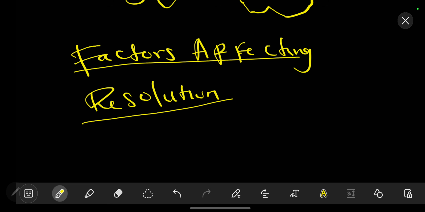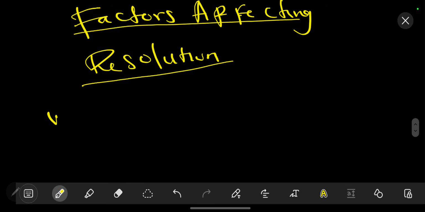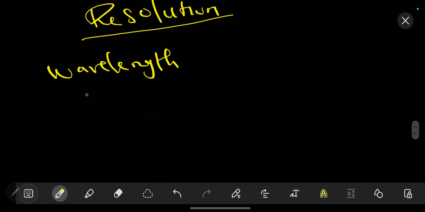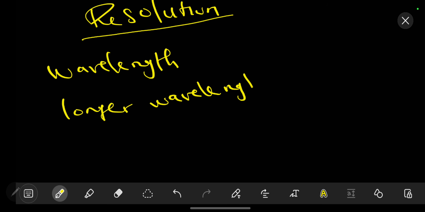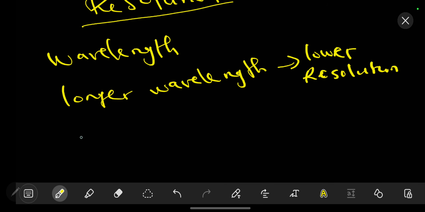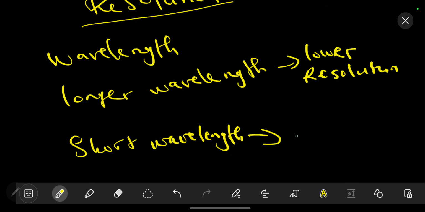So when we look at our factors affecting resolution, number 1, we have the wavelength. So wavelength, this is an inverse relationship. If we have a longer wavelength, it means a longer wavelength will produce lower resolution. Likewise, if we have short wavelength, then we will have higher resolution.